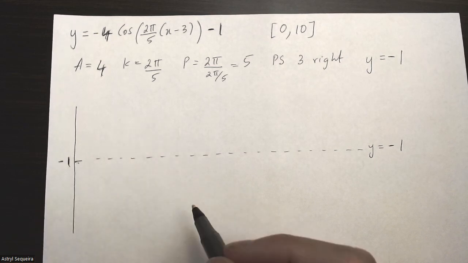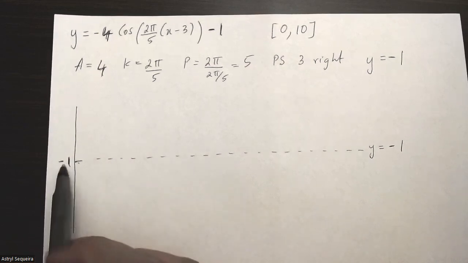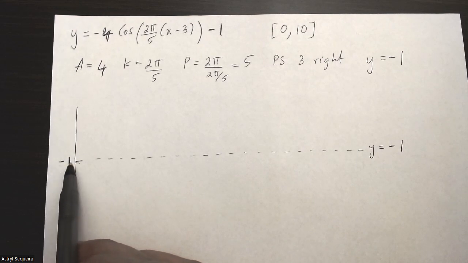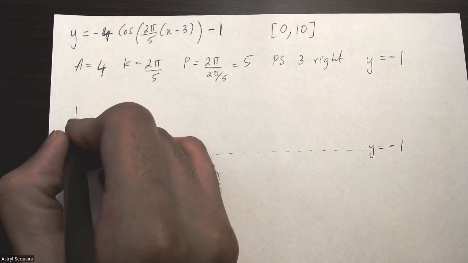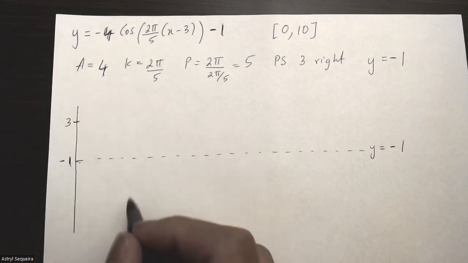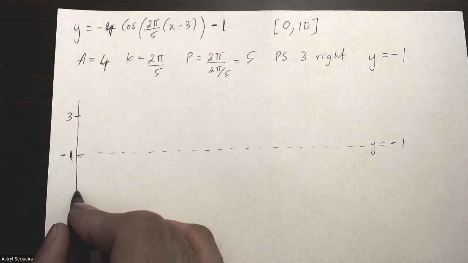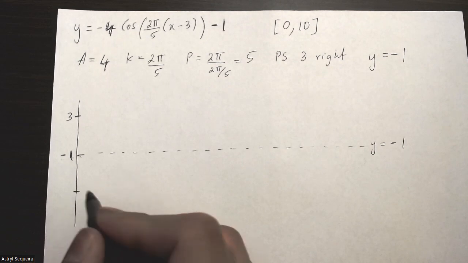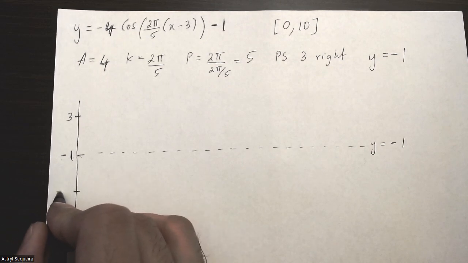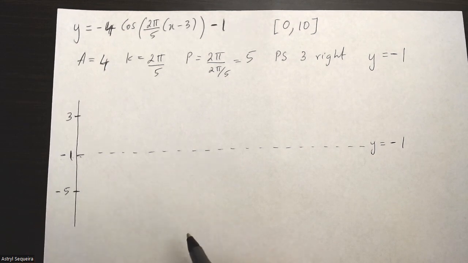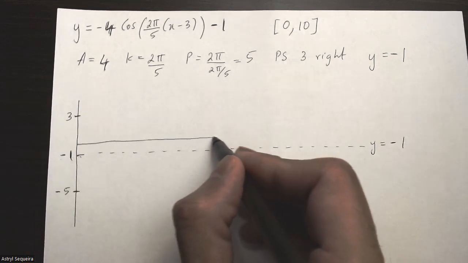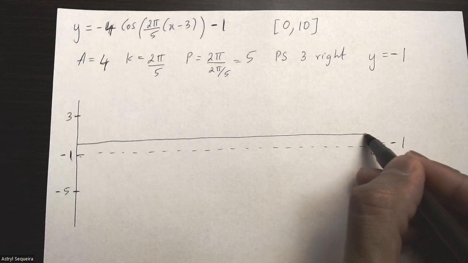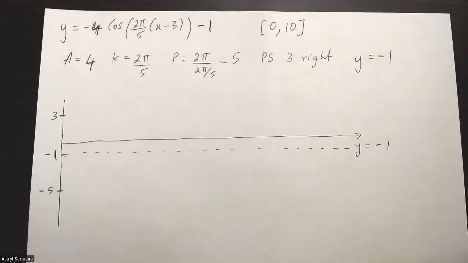Next, I'll find my maximum and my minimum value. My maximum is going to be negative 1 plus my amplitude, so negative 1 plus 4 is positive 3. And negative 1 minus 4 is my minimum, which is negative 5. Then I'll draw my x-axis in the appropriate place, which is over here, slightly above negative 1.